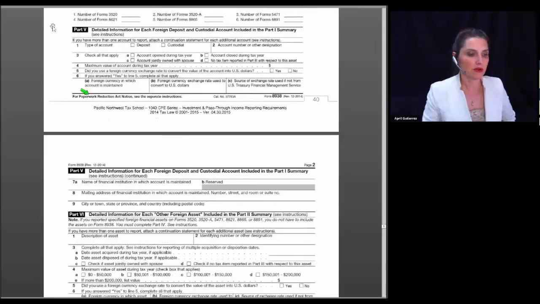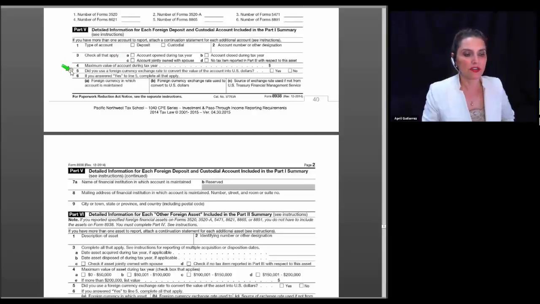We then get down into Part 5, where you enter detailed information for each of the foreign deposit and custodial accounts. You indicate what kind of account it is, the account number, whether you opened or closed the account during the year, and whether you hold it jointly with a spouse. And then the maximum value of the account during the year.